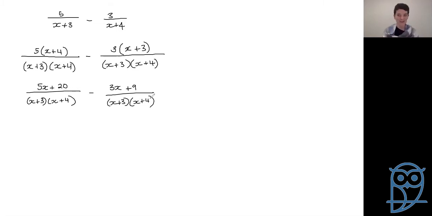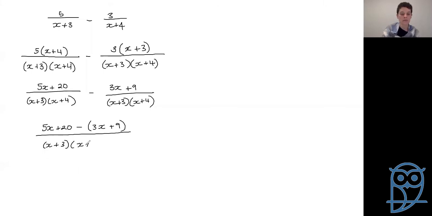Now when we do our subtraction, we insert more brackets. So 5x plus 20 minus, brackets for the second one, 3x plus 9. We've combined, so we have our common denominator. We open our bracket out, 5x plus 20 minus 3x minus 9. See the sign changes? So important. Over x plus 3, x plus 4.